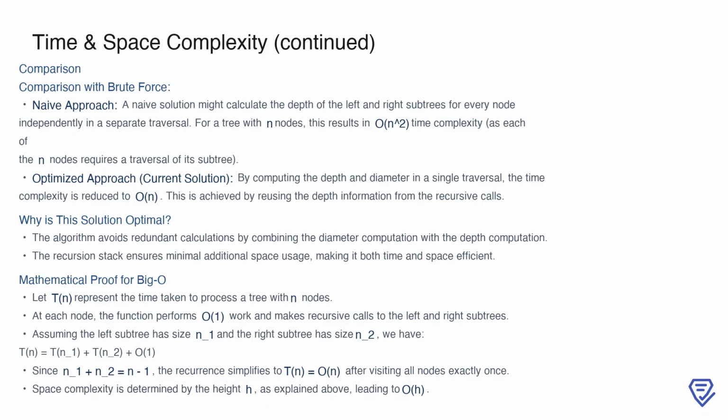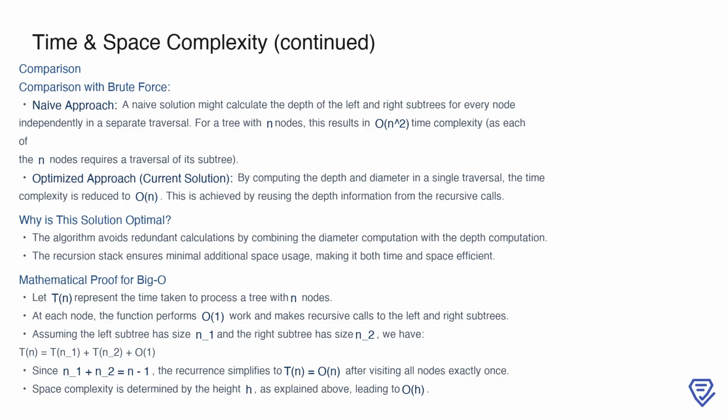In contrast, our optimized solution combines the computation of depth and diameter into a single traversal. By reusing the depth information obtained during the recursive calls, we reduce the time complexity to O(n). This makes the solution significantly more efficient. Mathematically, the recurrence relation for the time complexity is T(n) = T(n_1) + T(n_2) + O(1), where n_1 and n_2 represent the sizes of the left and right subtrees.